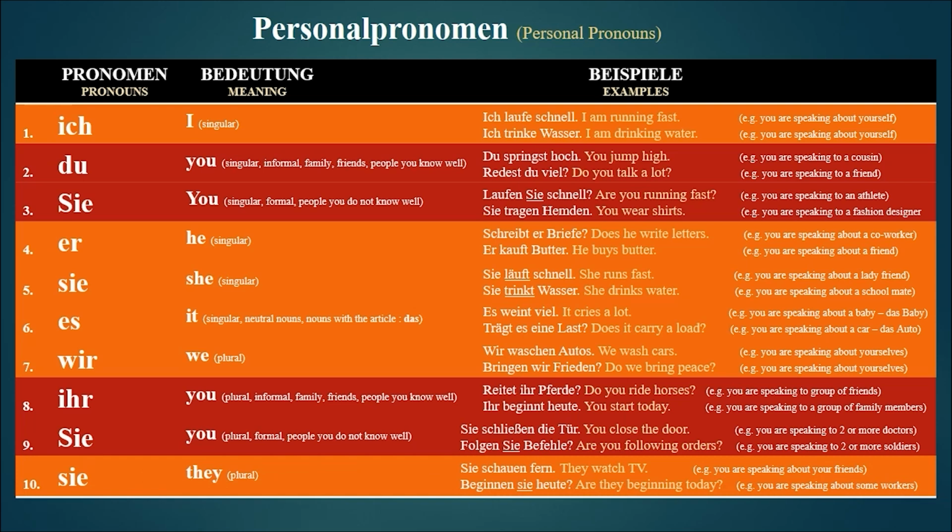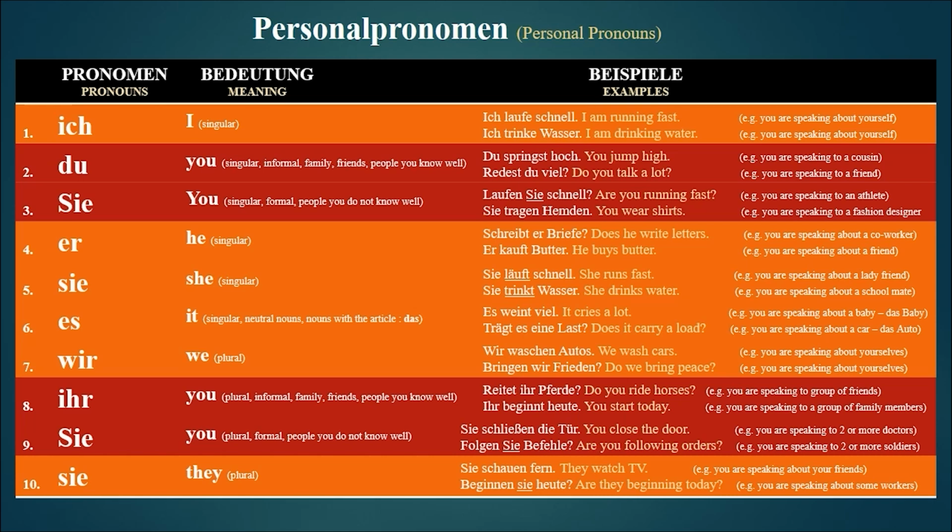And then we have at number 10 another sie again. This time this same sie can be used for they. Speaking about your friends, co-workers. They are doing this, they are doing that. So examples are sie schauen fern. They watch TV. You're speaking about your friends. Beginnen Sie heute? Are they beginning today? You are speaking about some workers.